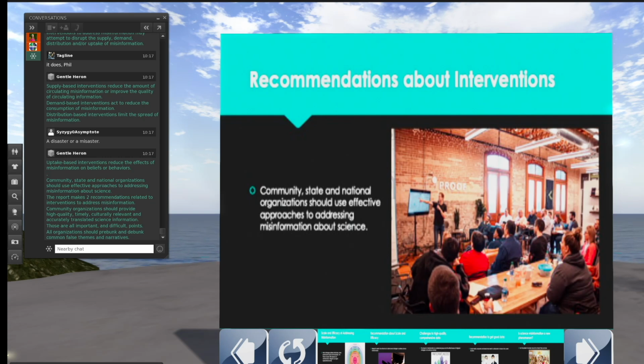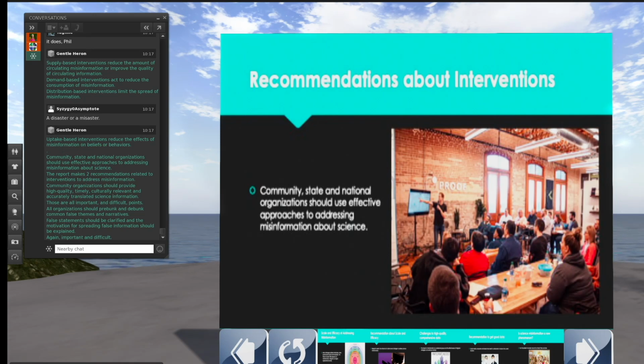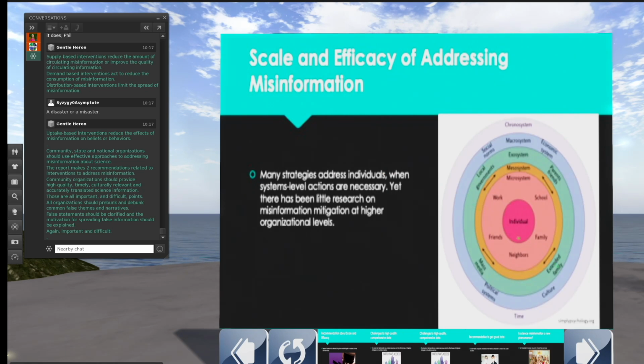Second, all organizations should pre-bunk and debunk common false themes and narratives. False statements should be clarified, and the motivation for spreading false information should be explained. Again, that's really important, and it's difficult.